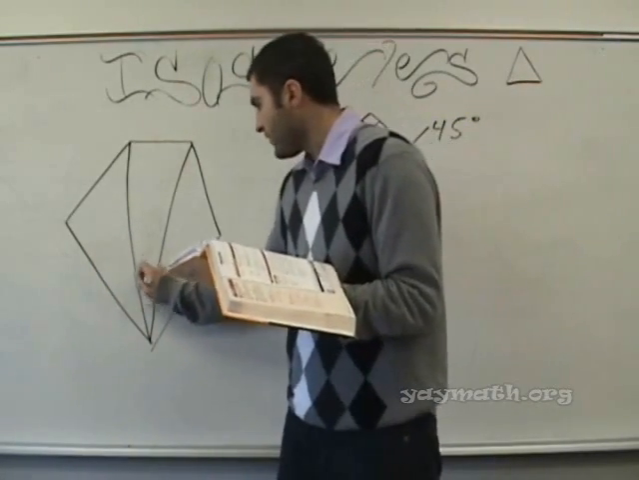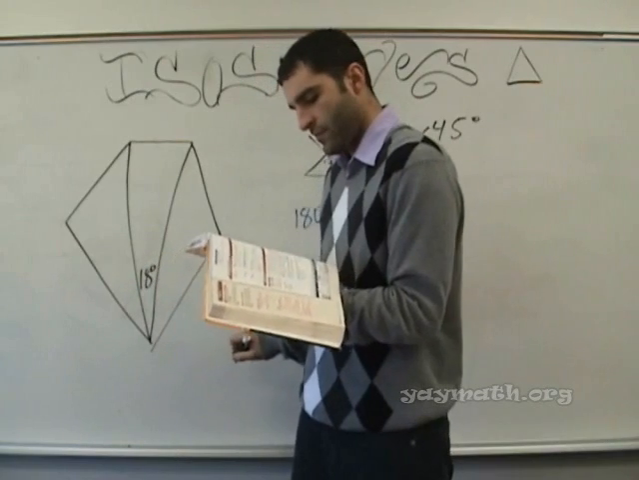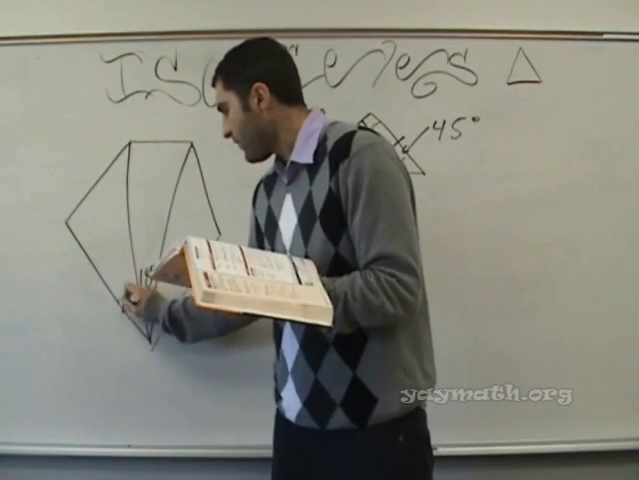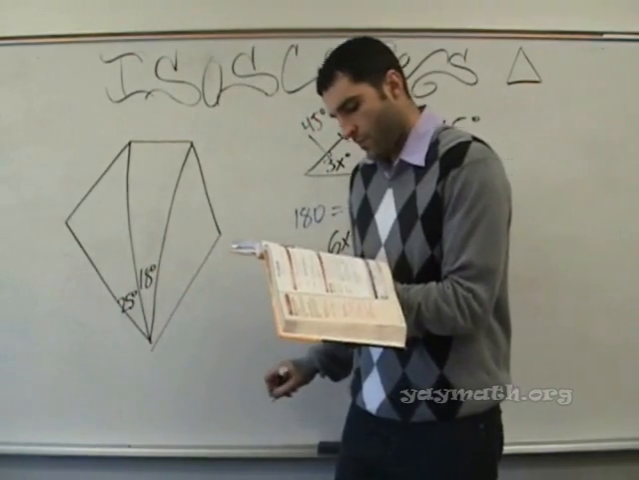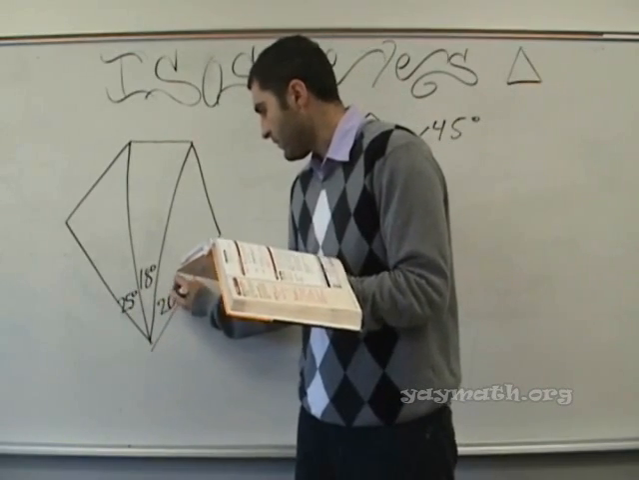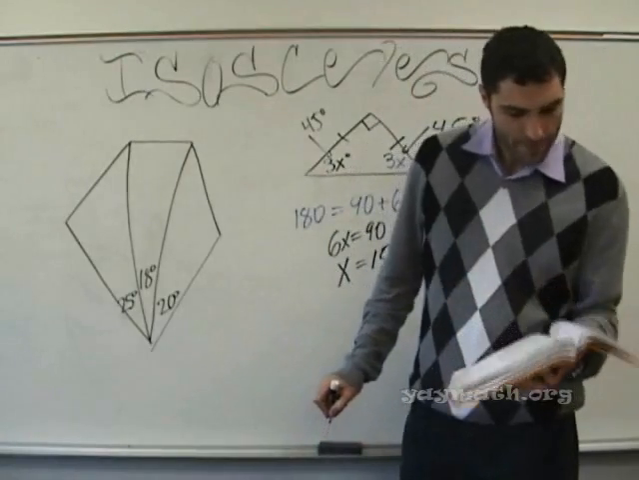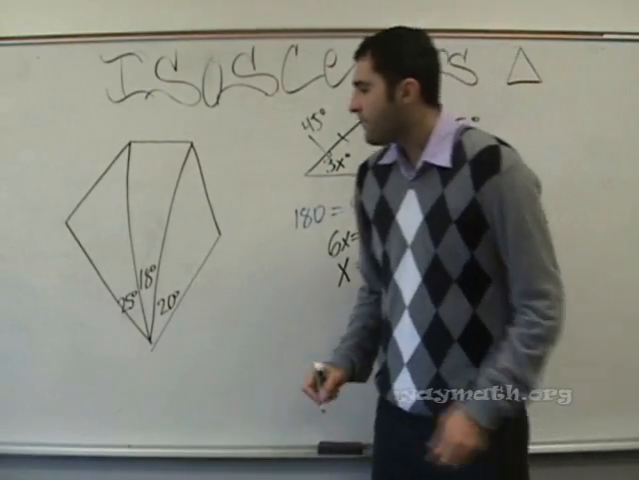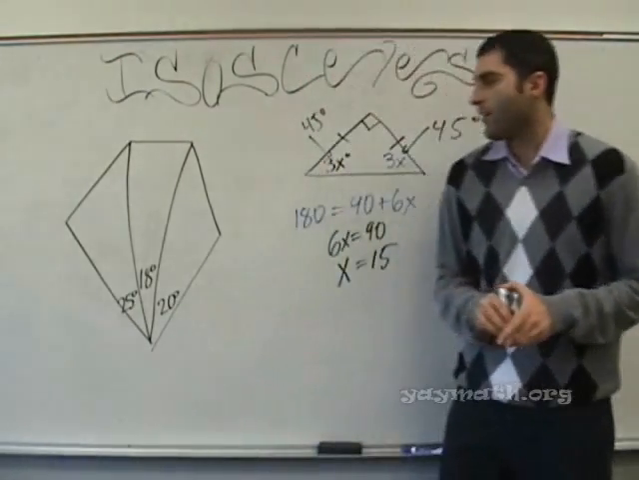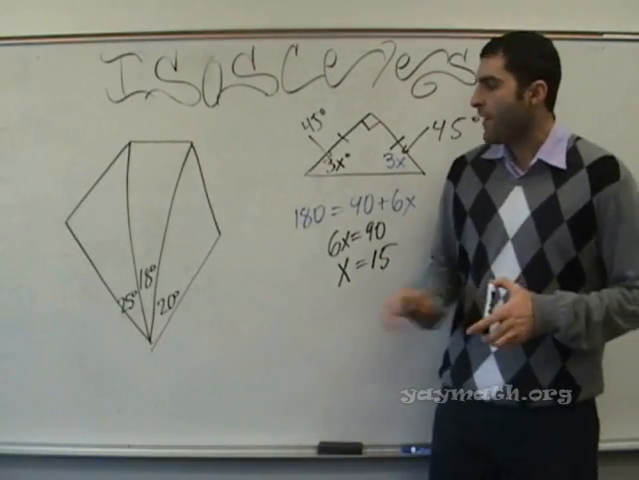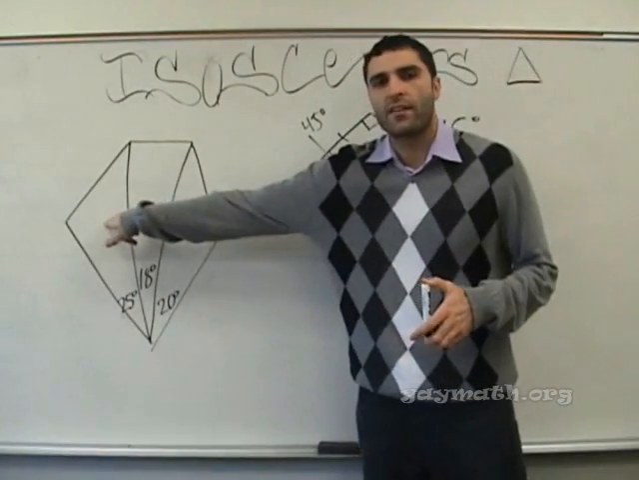Let's plug in some values. 18 degrees, 25, 20. Okay. Alrighty. So far, can we find the angles that are in these 3 triangles here?